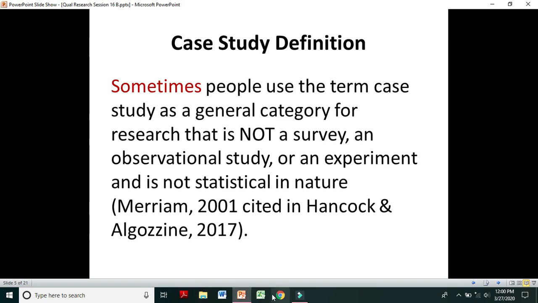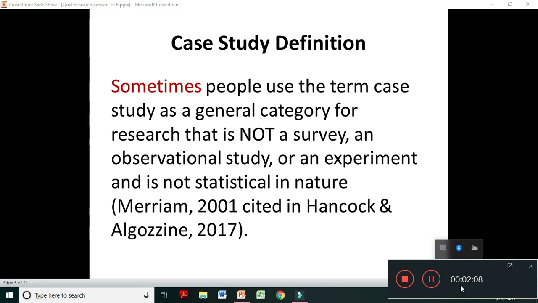Sometimes people use the term case study as a general category for research that is not a survey, an observational study, or an experiment and is not statistical in nature. This is a very general way of defining the case study. Well, this kind of description tries to eliminate the studies which are not case studies. For example, experimental or observational studies are not case studies. So it is always better to be specific when we are trying to define case study.